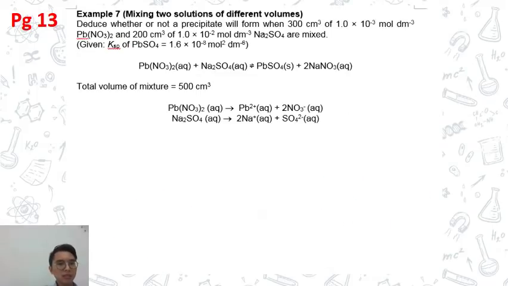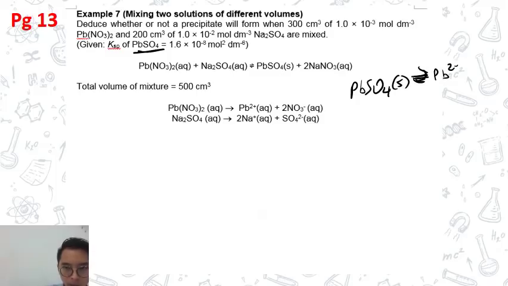Now what happens if you mix two solutions of different volumes? Let's take a look. What is your precipitate here? The precipitate here will be PbSO4. So we are concerned about PbSO4. So this is the precipitate. You mix 300 cm³ of this concentration of PbNO3, which means the concentration of Pb2+. It's 1:1.